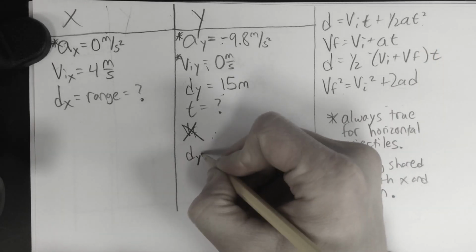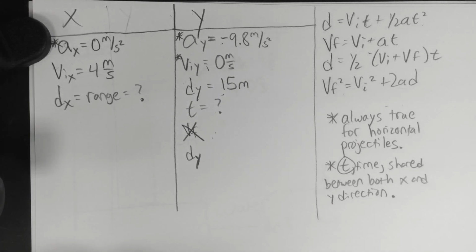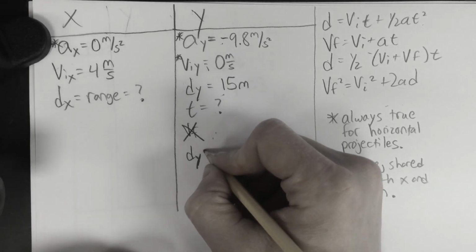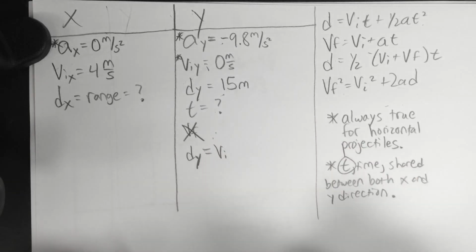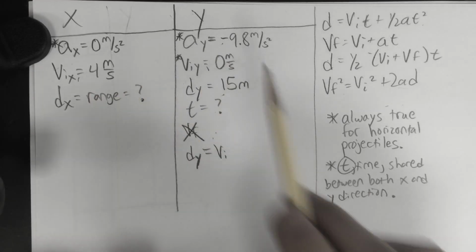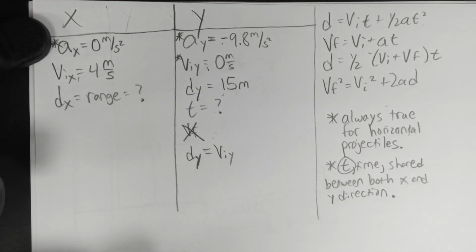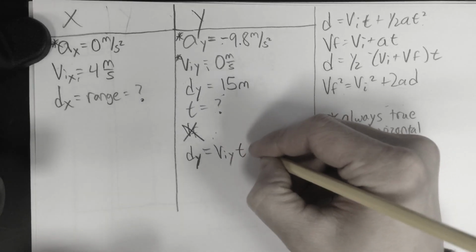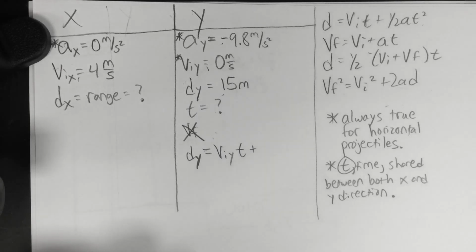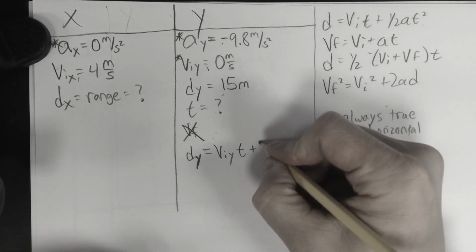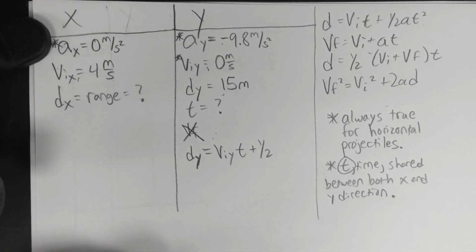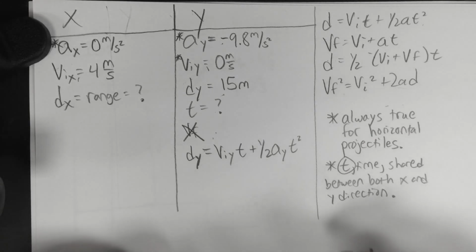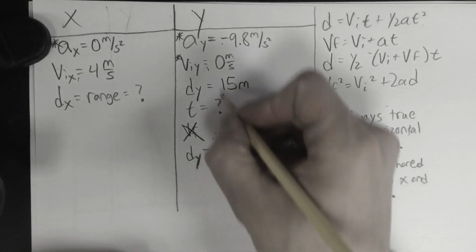So we're going to choose that, but we're going to write it a little differently. Every time we do a horizontal projectile problem, you have to write not just d, but dy. Not just vi, because was it vix or viy? If it's in the y column, it gets a y. viy times t. You don't have to write ty, because time is shared between the x and the y direction. So a half ay t squared. Great. So let's go ahead and solve.